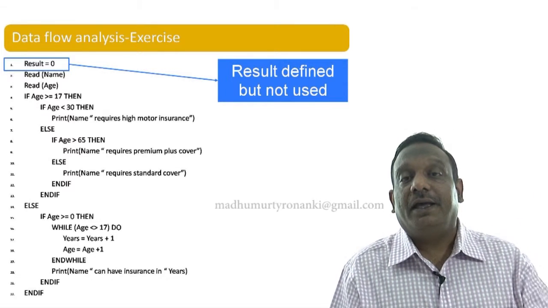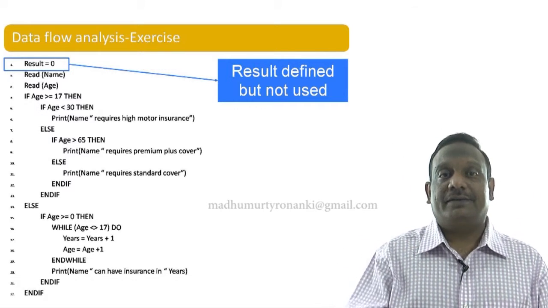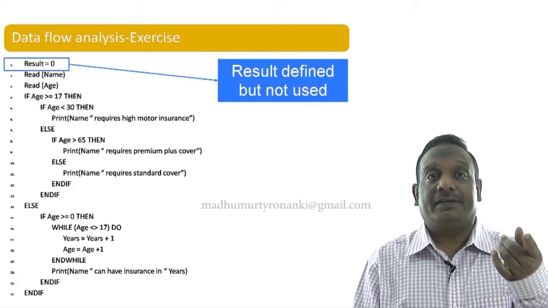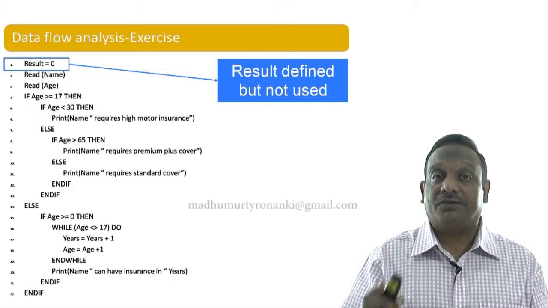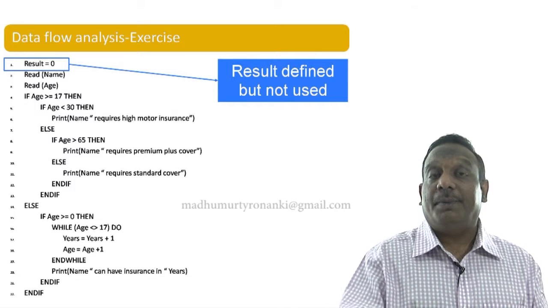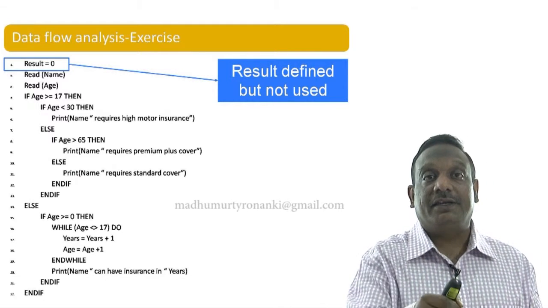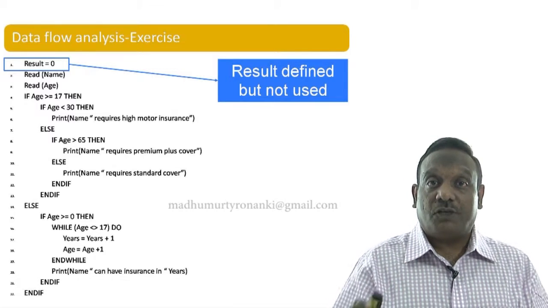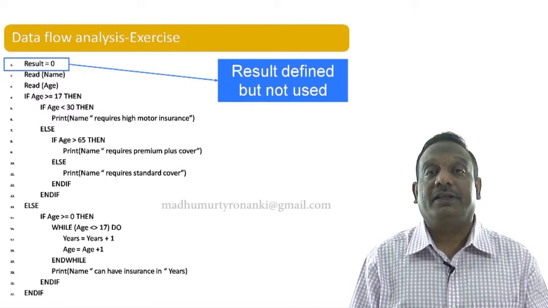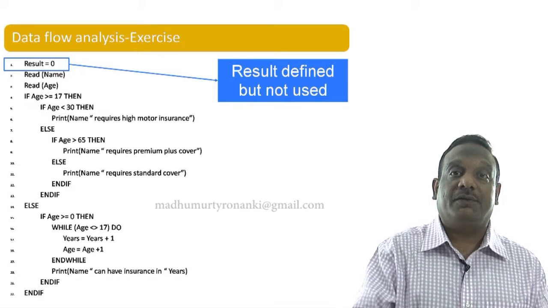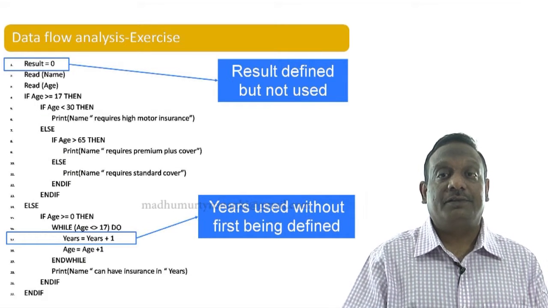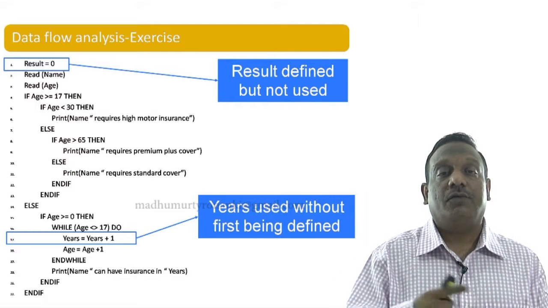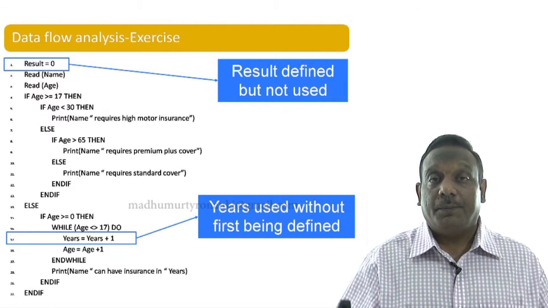Now if you look at line 17, what is happening? The years variable has not been defined in any place. The first time it is being defined, it is defined using years equal to years plus 1, which means first it is being used after the equal to sign and then being defined. So that is again a wrong way of doing it. Years is being used without first being defined. These are the potential problems.